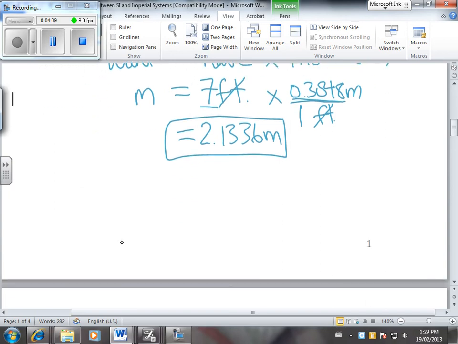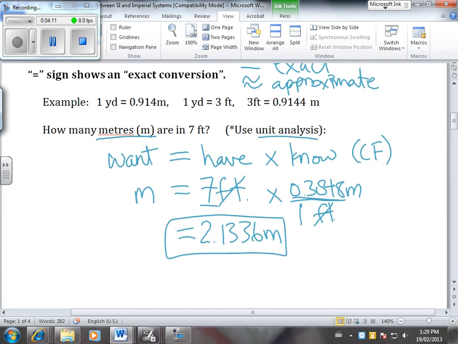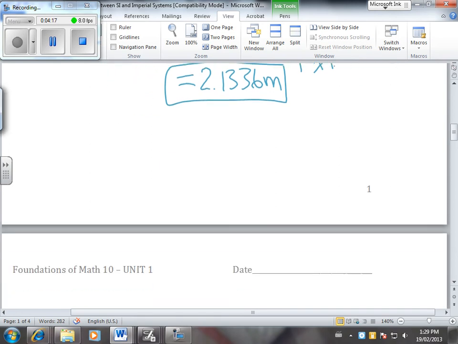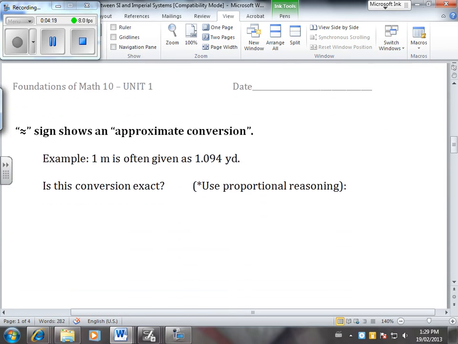So that's an exact conversion. So 7 feet is exactly 2.1336 meters. That's why I left all my decimal points and I didn't round up or down.